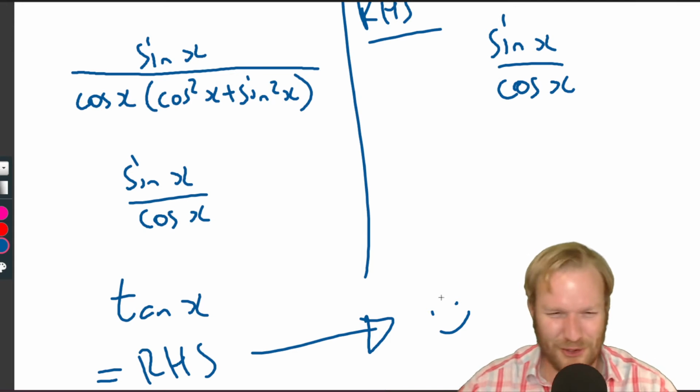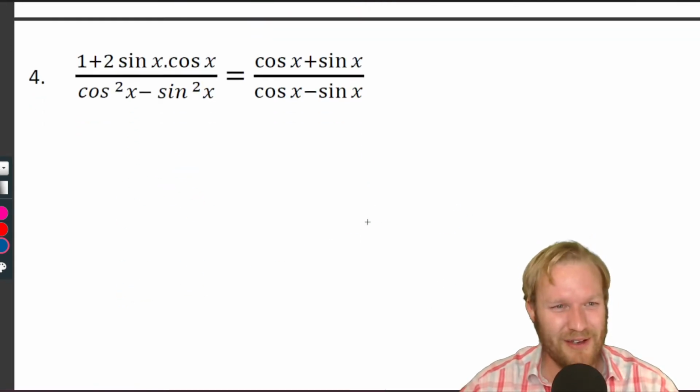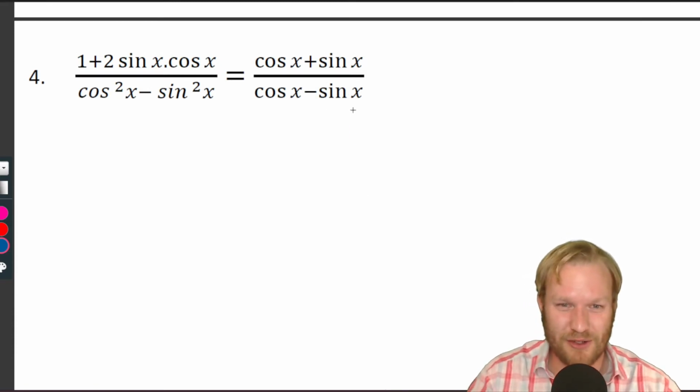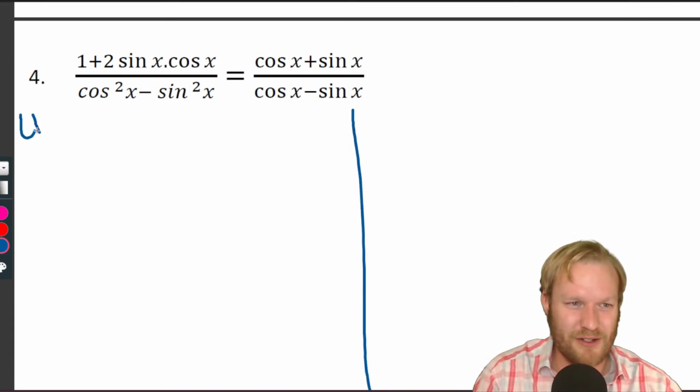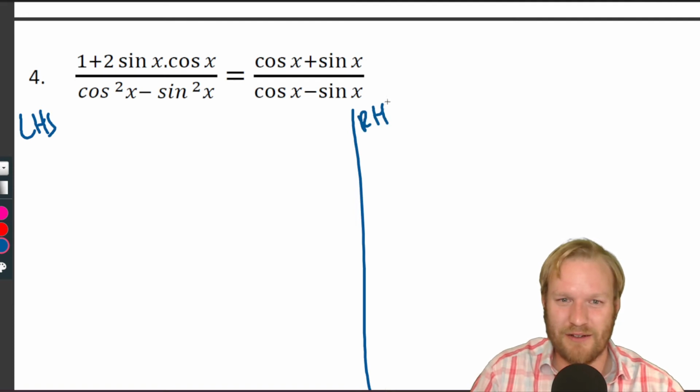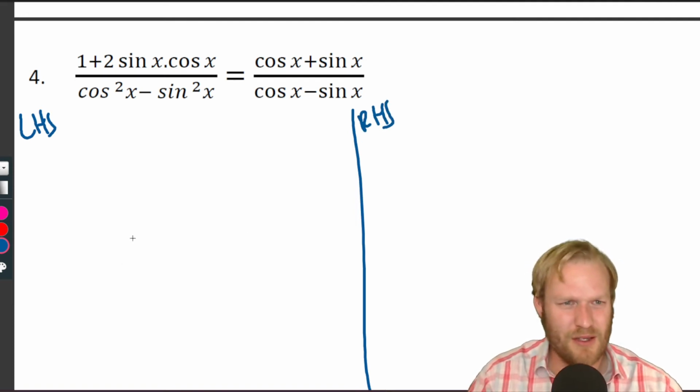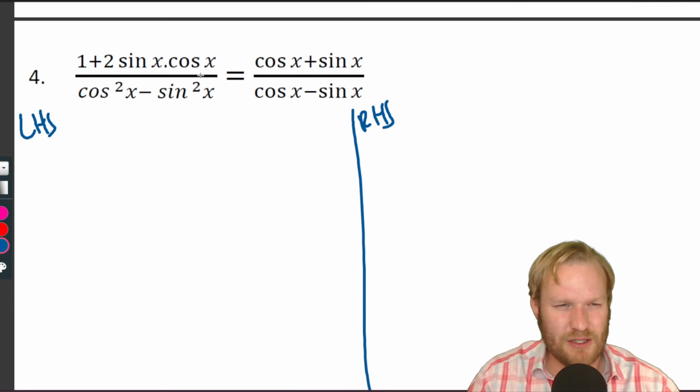Okay, well, that one was so quick. We'll do the next one in the same video. Okay, this one. Ooh, left-hand side and right-hand side both look quite juicy to work with. So, as I said, I kind of just draw my line down here in case I want to work with both sides. Now, the left-hand side, 1 plus 2 sine x cos x.